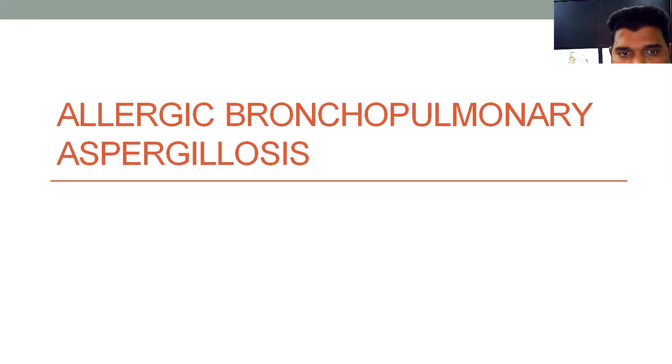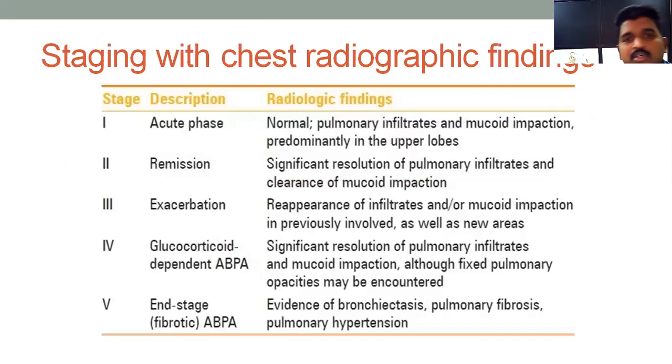So let's discuss some CT images and some X-rays related to ABPA, which is also included in my topic. So ABPA, allergic bronchopulmonary aspergillosis. What are the different stages of ABPA as per the chest X-ray findings? Acute, remission, exacerbation, steroid dependent, end stage. There are 5 stages.